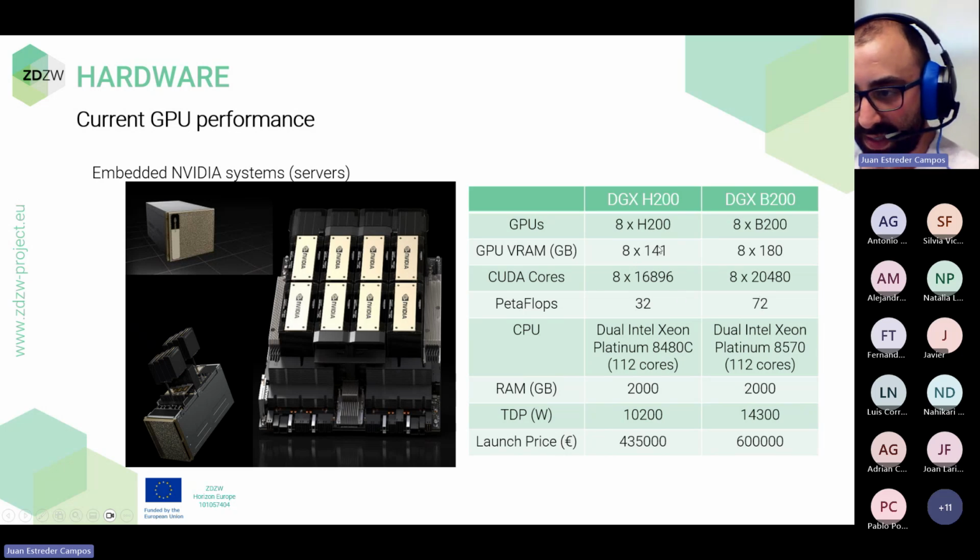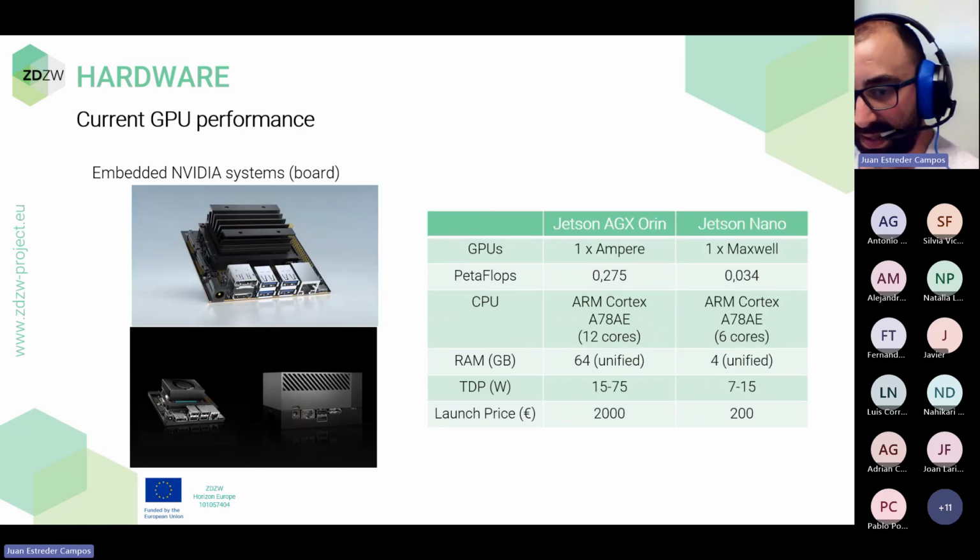So here, for example, in the DGX H200 we have 8 GPUs of 141 gigabytes each. So we have a lot of VRAM and a lot of processors. The only problem of these kinds of machines is, as you can see, the price. Not everyone can afford one of these machines, even our department of the university. For this reason, we have cheaper options like Jetson boards, that obviously have less power, but the cost is lower.